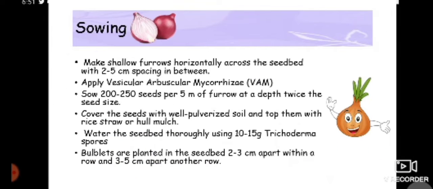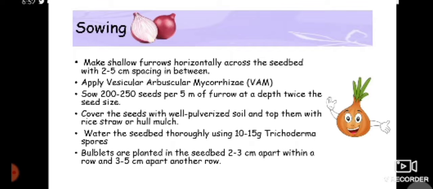Sowing. Make shallow furrows horizontally across the seedbed with 2 to 5 cm spacing in between. Apply vesicular arbuscular mycorrhiza or VAM, a biofertilizer that helps in water and nutrient absorption and prevention of soil-borne diseases. Sow 200 to 250 seeds per 5 meters of furrow at a depth of twice the seed size. Cover the seeds with well-pulverized soil and top them with rice straw and hull mulch.